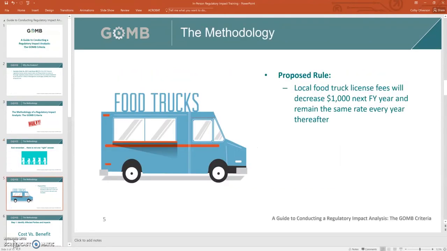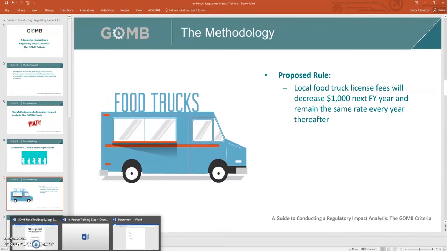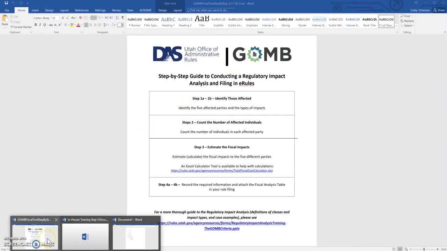So our proposed rule is this. Local food truck license fees will decrease $1,000 next fiscal year and remain the same rate every year thereafter. So where do we start? Well, let's move over to a Word document I've created. It's a step-by-step guide. As we go throughout this training, we'll be flipping through multiple screens, some Word documents, the internet, and using our PowerPoint here.